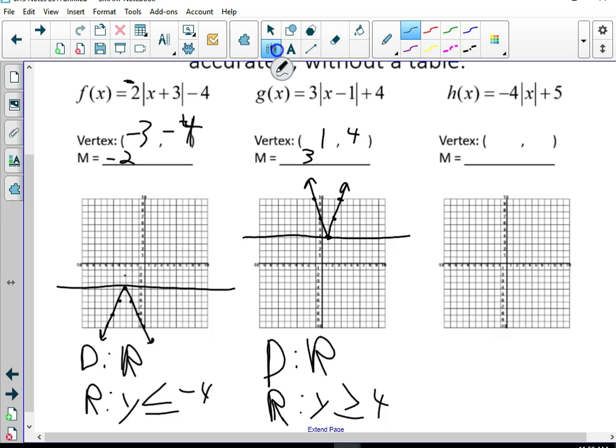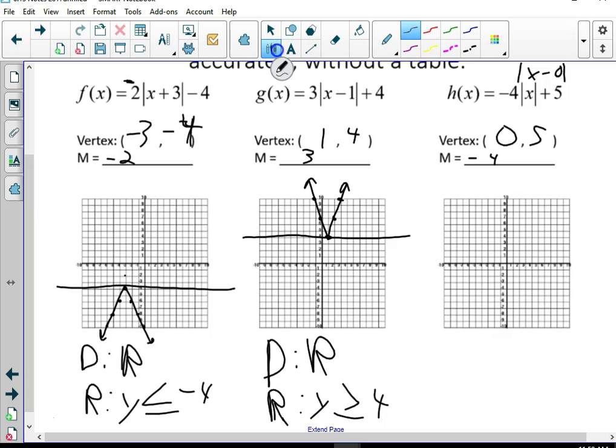Okay, careful on this one. What is the vertex? No, I don't know where you get -1 from. Does it say x plus 1 inside? No. Does it say x minus 1 inside? Oh, 0, 5. Very good. Because technically, you could write it like this, right? Nobody's going to do that. So since there's no number with it, it's just 0. So it's 0, 5. And then my slope is -4.